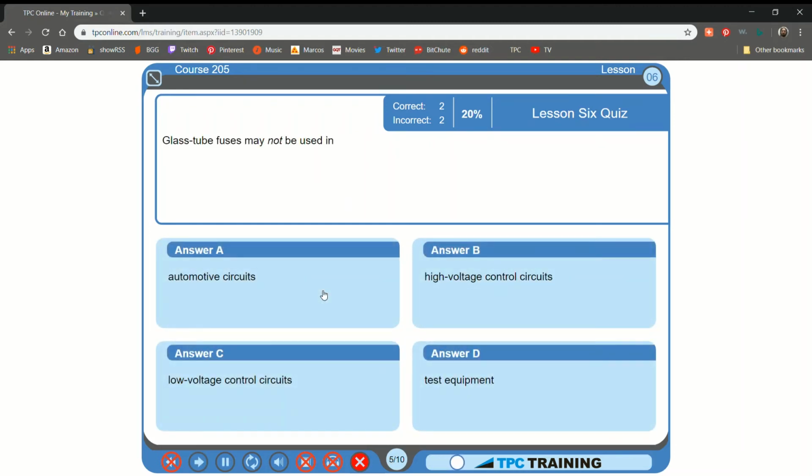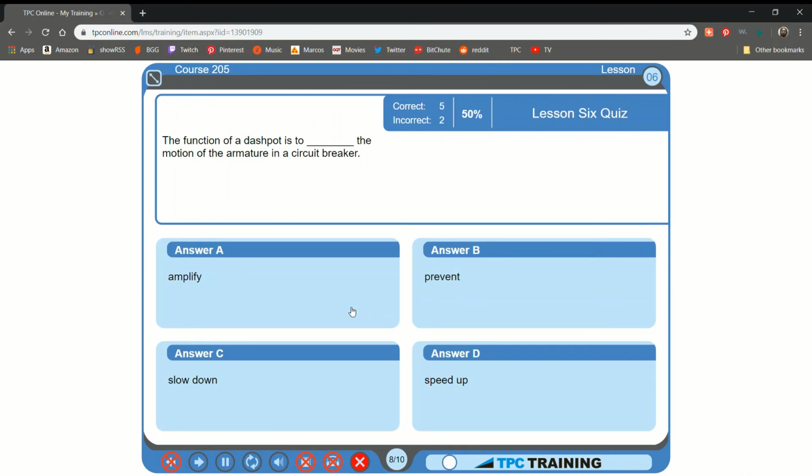Glass tube fuses may not be used in A. Automotive circuits, B. High voltage control circuits, C. That is correct. The action of an ambient compensated circuit breaker depends only. That is correct. The interrupting ability of molded case circuit breakers is A. Determined by the size. That is correct.